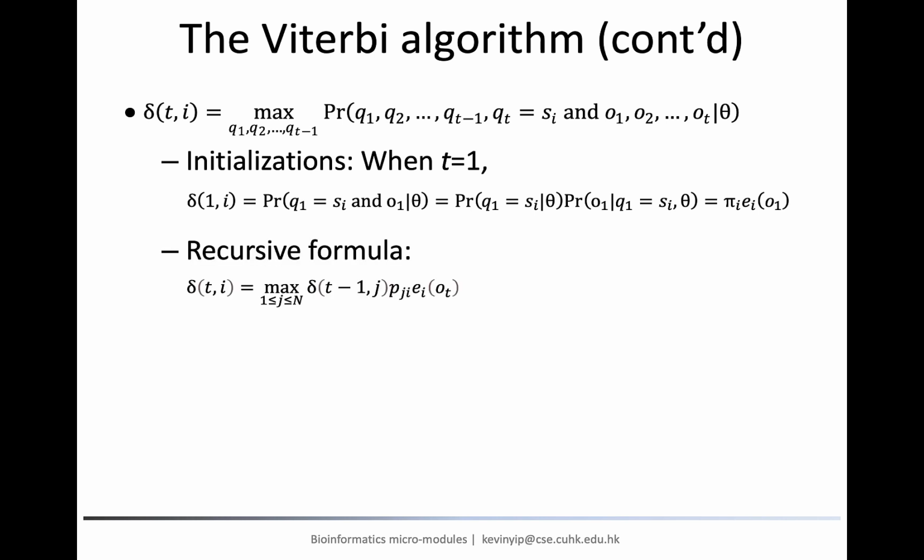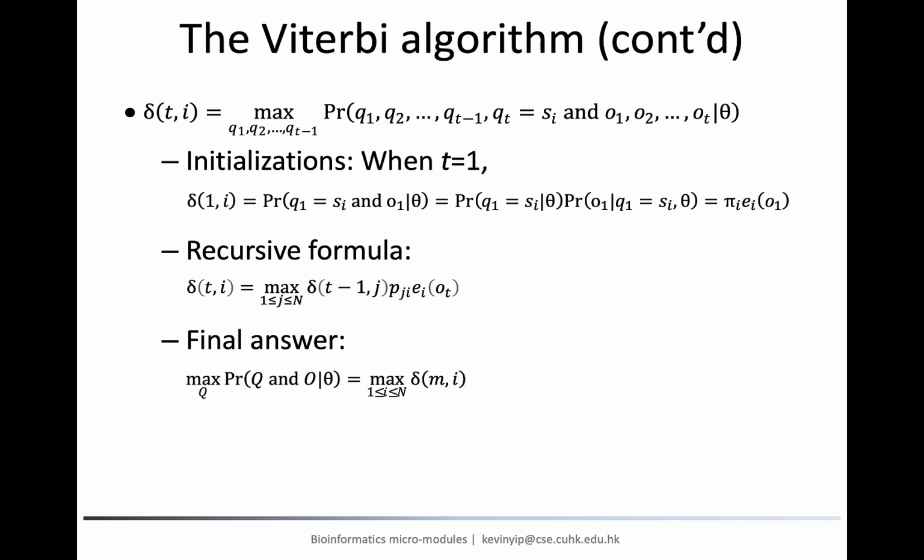Next, we have this recursive formula that computes an entry in step T based on the entries in step T-1. A formal proof of this formula will be shown later, as usual. Please notice that, unlike in the forward algorithm and the backward algorithm, where each entry is computed as a sum of terms that involve the entries in the previous step, here, each entry is computed as the maximum of terms that involve the entries in the previous step.